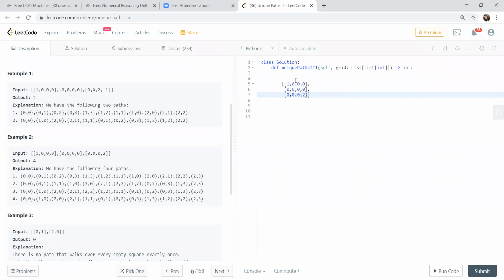Okay, so I got it. For each particular cell, we traverse all four directions and check if it is not traversed, then we will traverse that path. And if the cell is already in one path, we don't want to visit it again. But if it is coming in any other path, then yes.